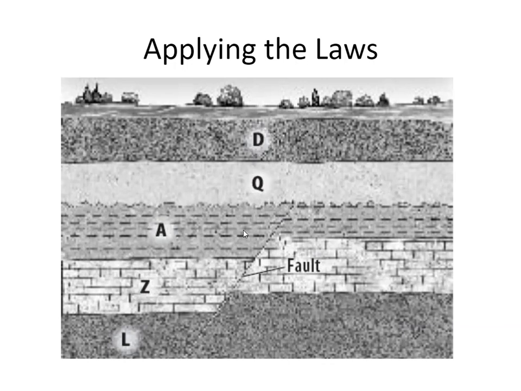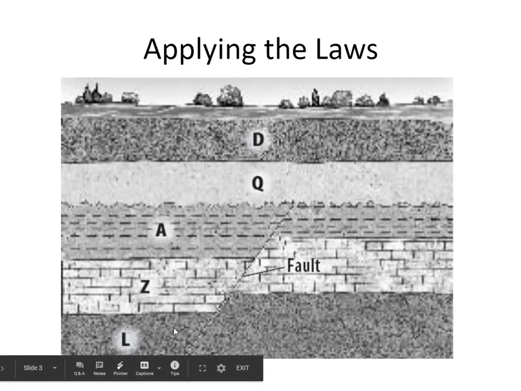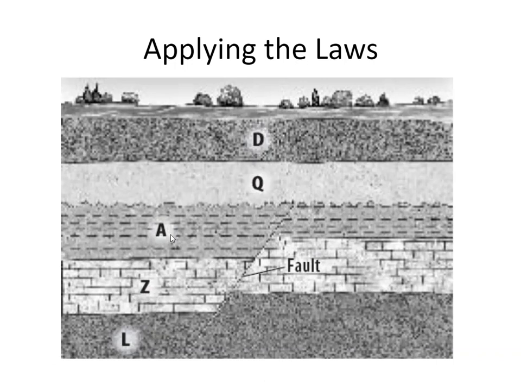So the oldest thing, using the principle of superposition, tells us that the oldest rock unit is the bottom one, which is letter L. And then the one that's directly on top of it is Z. And the next one that was deposited on it is A. But we'll notice that there's a thick portion of A here and a not very thick portion of A over here. What happened to this A?